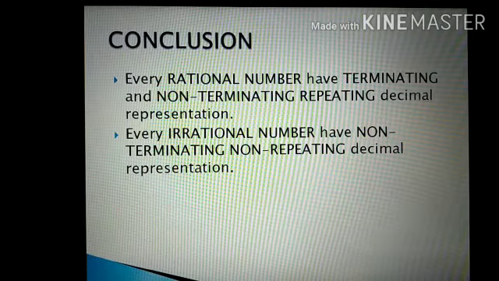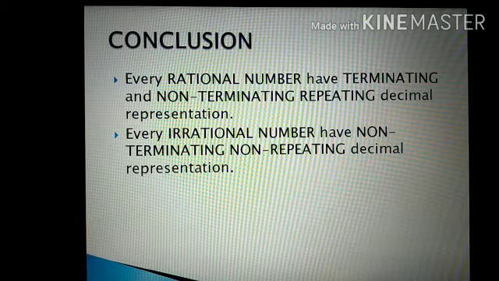So children, we will conclude that all the rational numbers have two types of decimal representation: one, terminating decimal representation, and the second, non-terminating repeating decimal representation. On the other hand, irrational numbers have non-terminating non-repeating decimal representation.